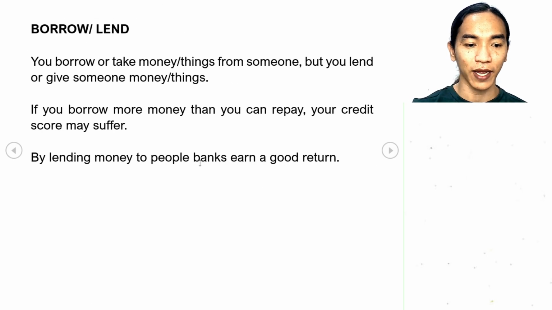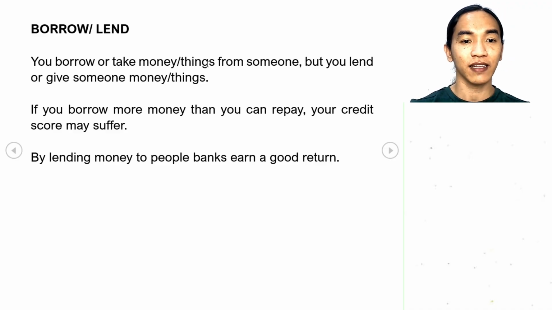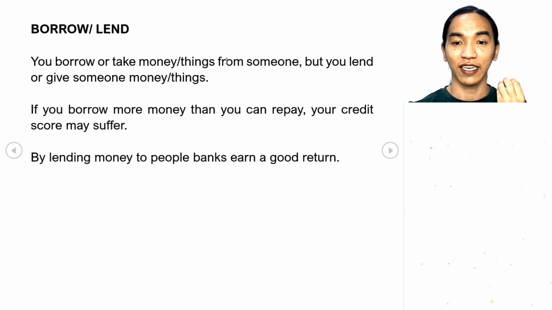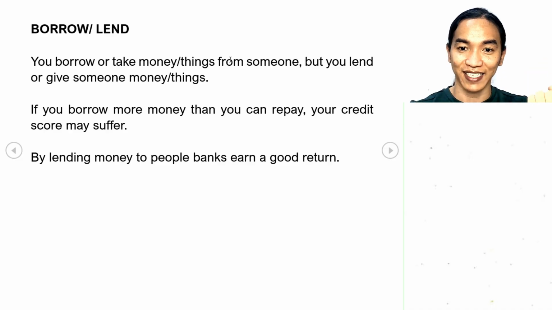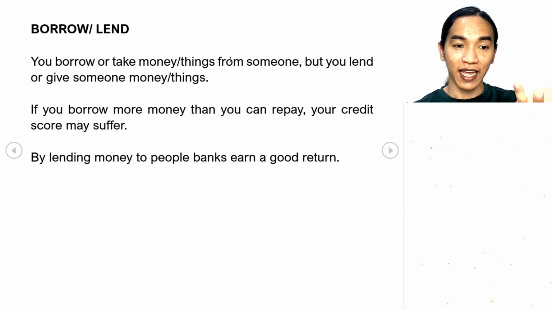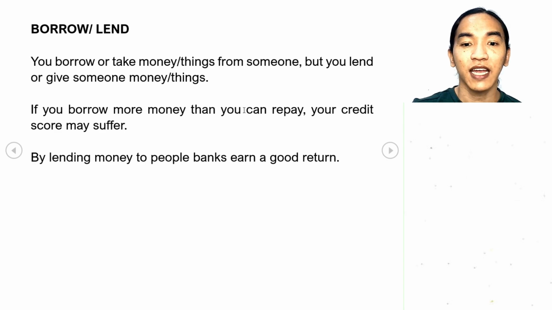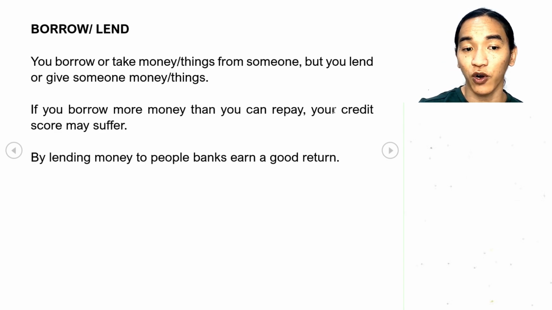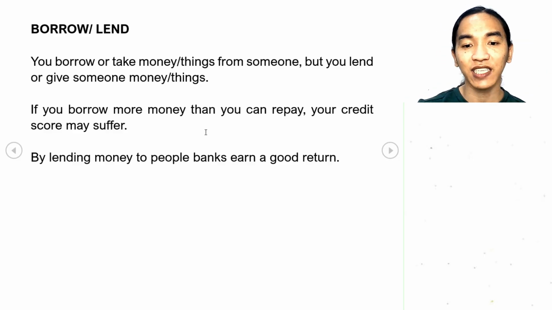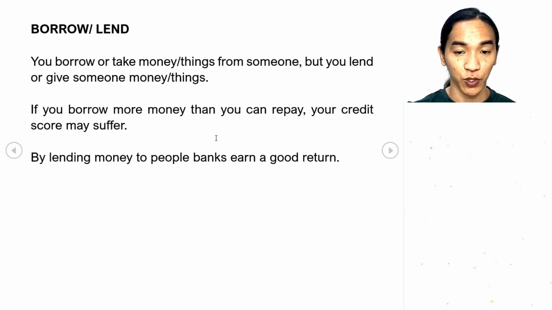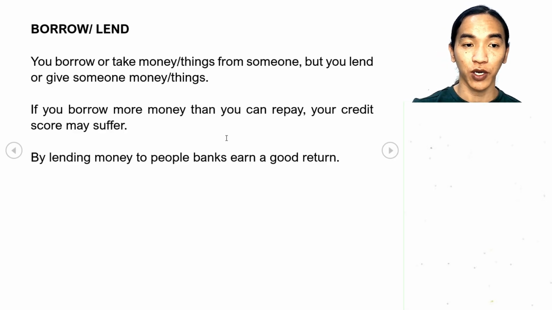All right, next one. We have the words borrow and lend. You borrow or take money or things from someone, but you lend when you give someone money or things. If you borrow more money than you can repay, your credit score may suffer. By lending money to people, banks earn a good return. So remember, borrow is to get, lend is to give.